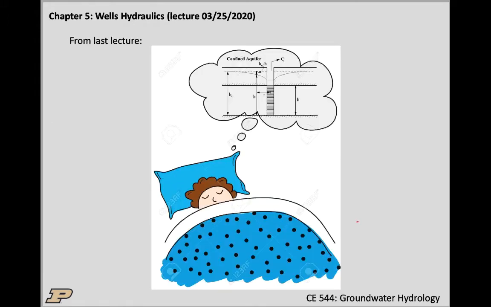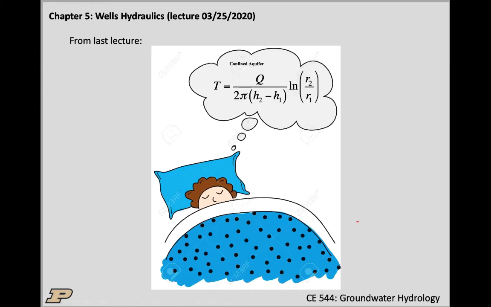Okay, so just a quick reminder of last lecture. We used a confined aquifer, and starting with a water balance, the continuity of discharge across those cylinders away from a well, with two observation wells at distances R1 and R2, with head in there of H2 and H1, then we could calculate transmissivity.